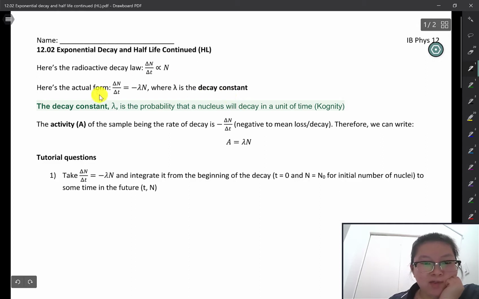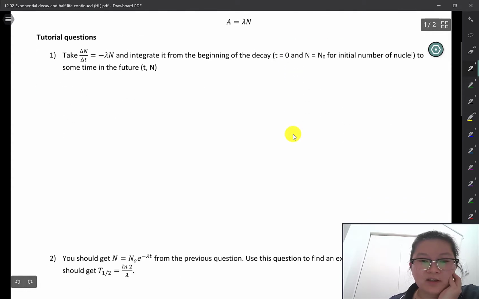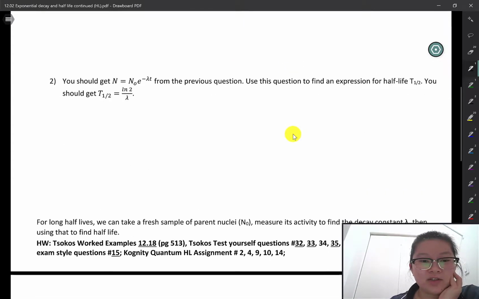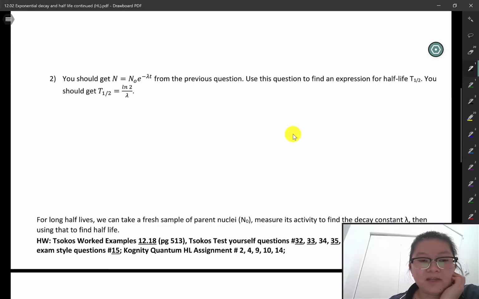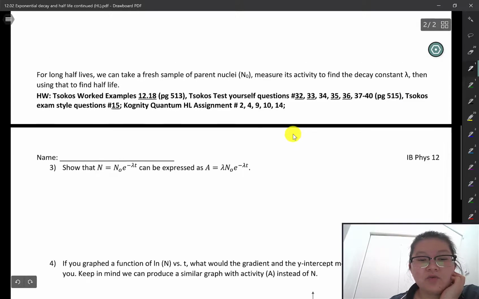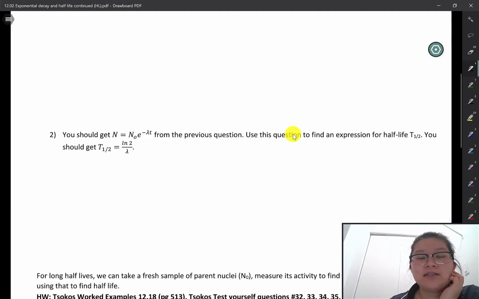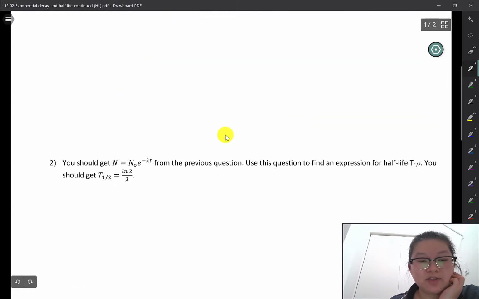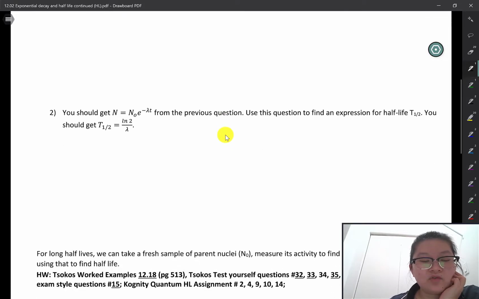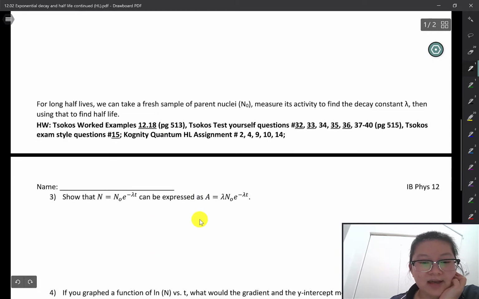In this video, I'm going to cover, first of all, the mathematical model for radioactive decay. I'm going to show us a little bit of how to derive some of the equations. You are not required to do extensive derivation, especially with the calculus portion. However, I would say it is very useful to be able to figure out what the half-life equation is, as well as showing the relationship between the decay constant and the activity.